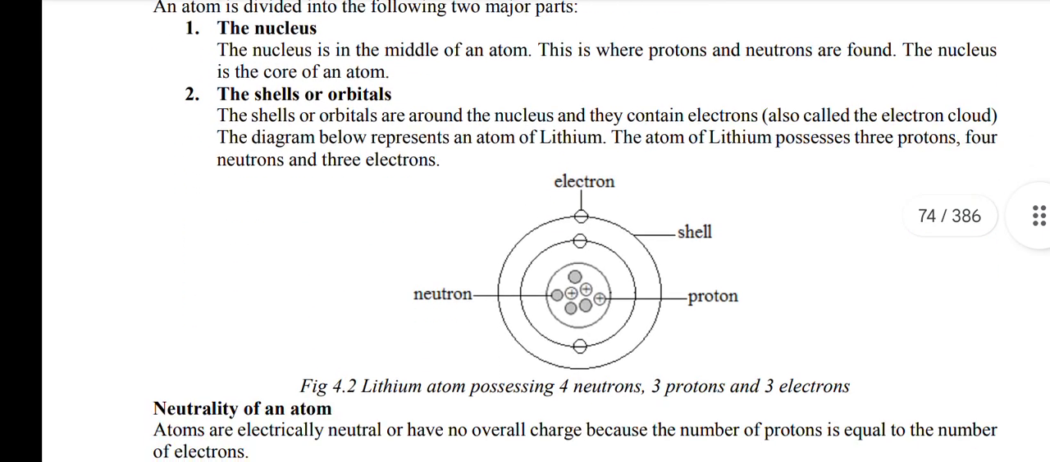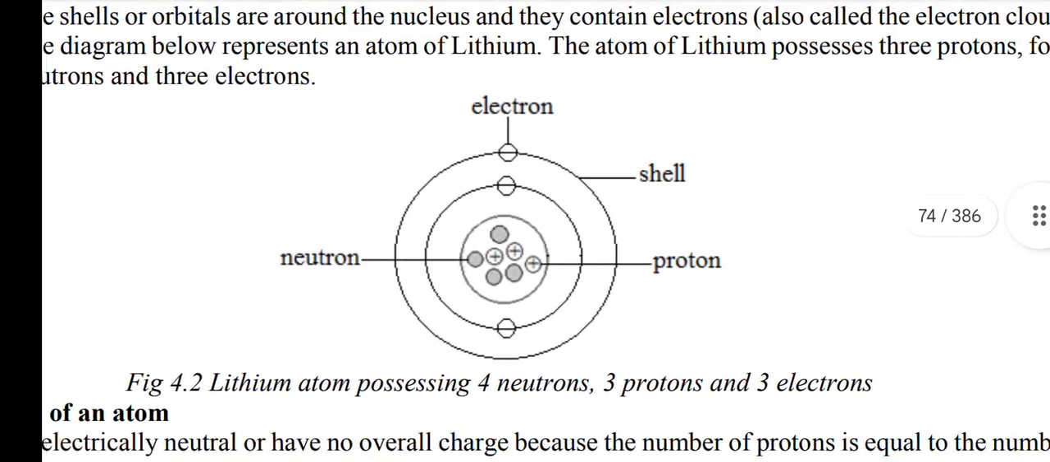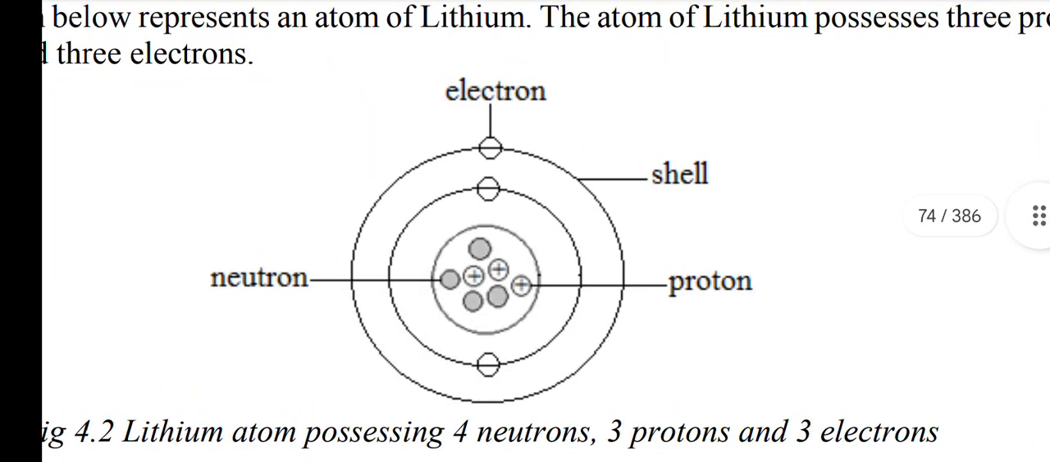Another thing you need to know is the structure of an atom. So that is the structure of an atom. That's how an atom should look. So we have the electron there, we have the shell there, we have the proton there, and the neutron there. So an electron is just a negatively charged particle. Then the shell is simply the energy level. In other words, it's just the path at which the electron orbits.